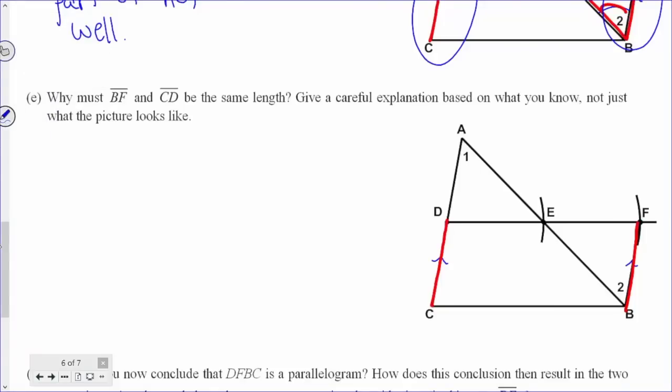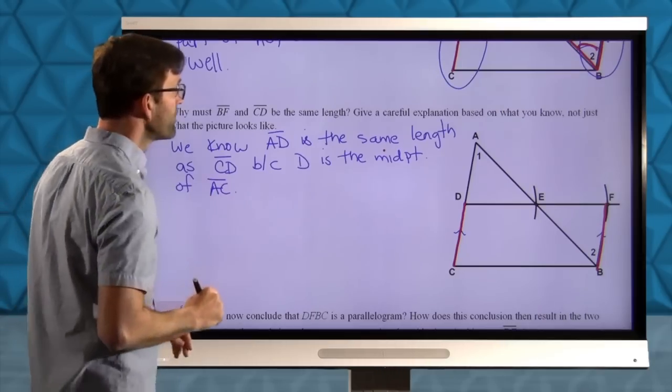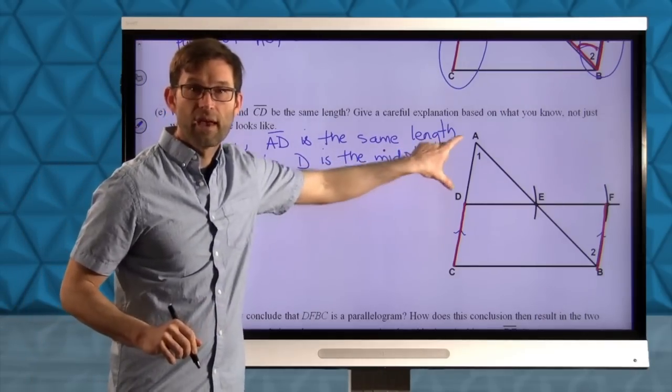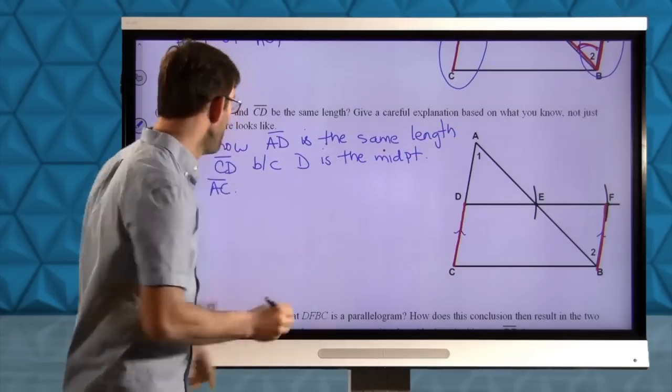Well, here we go, right? We know AD is the same length as CD because D is the midpoint of AC. All right? So I know that this and this, AD and CD, are the same length because D is the midpoint.